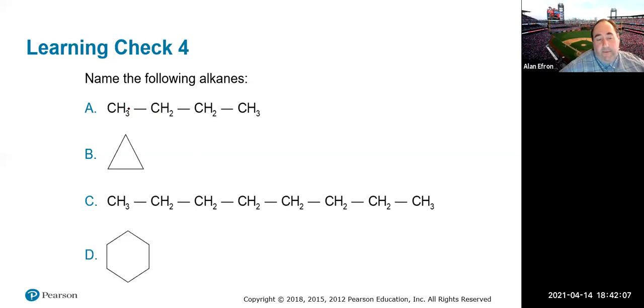Coming through here, we'll just go through these together since it's kind of similar to what we've been doing. Again, it's all really about counting the carbons. So 1 carbon, 2 carbons, 3 carbons, 4 carbons. They're all continuous in a row. There's absolutely nothing else attached. So 4 carbons is butane.